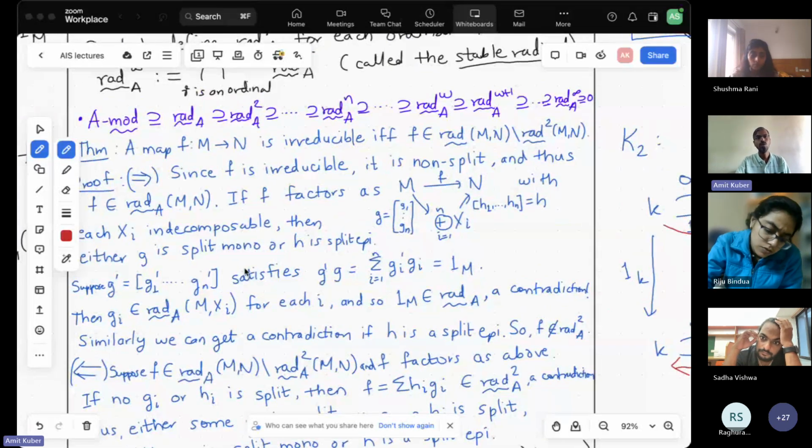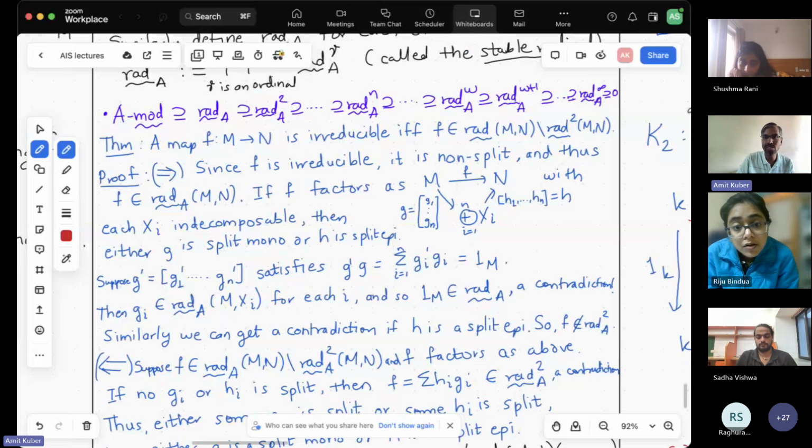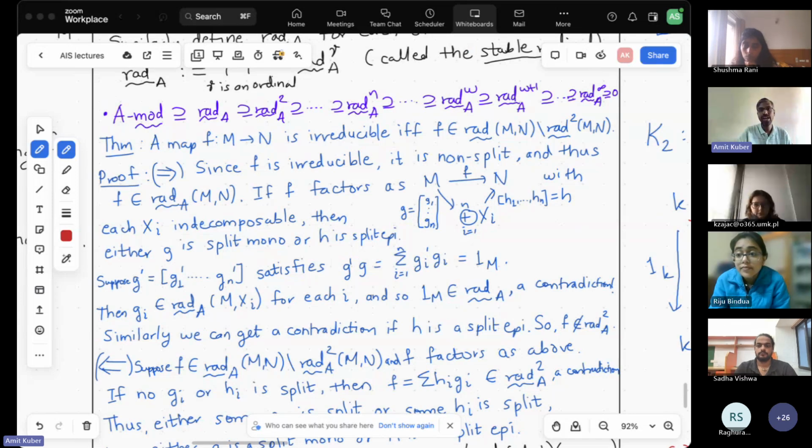Okay. So we are going to look at the proof of this theorem that a map is irreducible if and only if it belongs to RAD but not RAD square. So recall, an irreducible map is one that is non-split first of all, and whenever you factor, either the first one is split mono or the other one is split epi. Okay, so that's our characterization. So let's try to prove this.